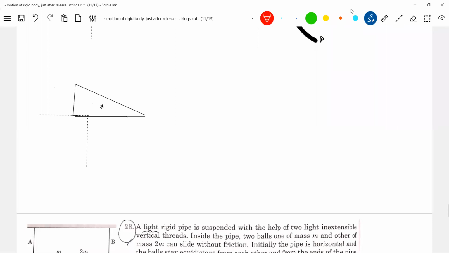So mg, the force mg, will act. There's a point P, and it's rough. The moment it is released, the triangle will take an orientation like this.